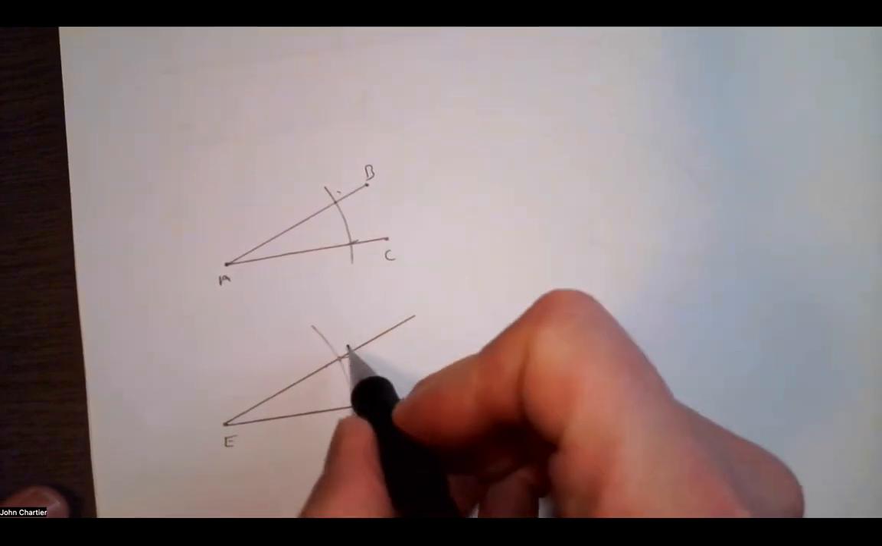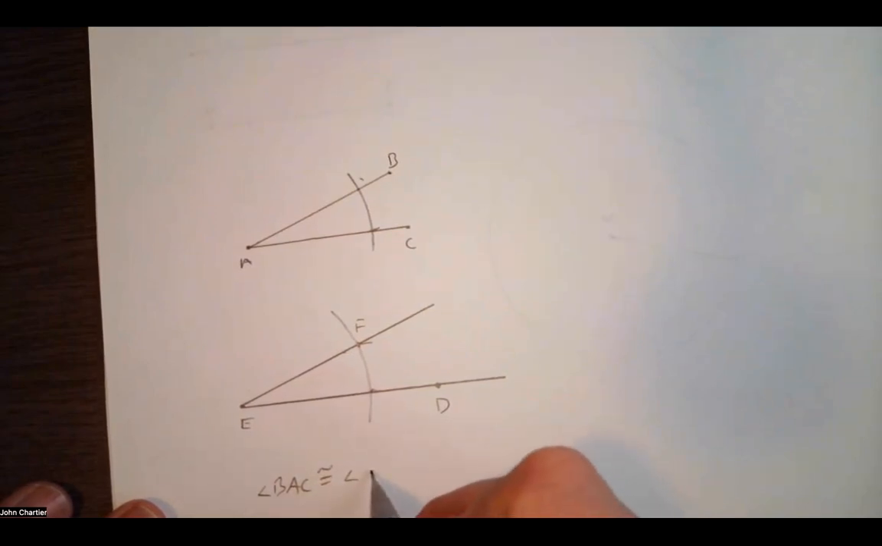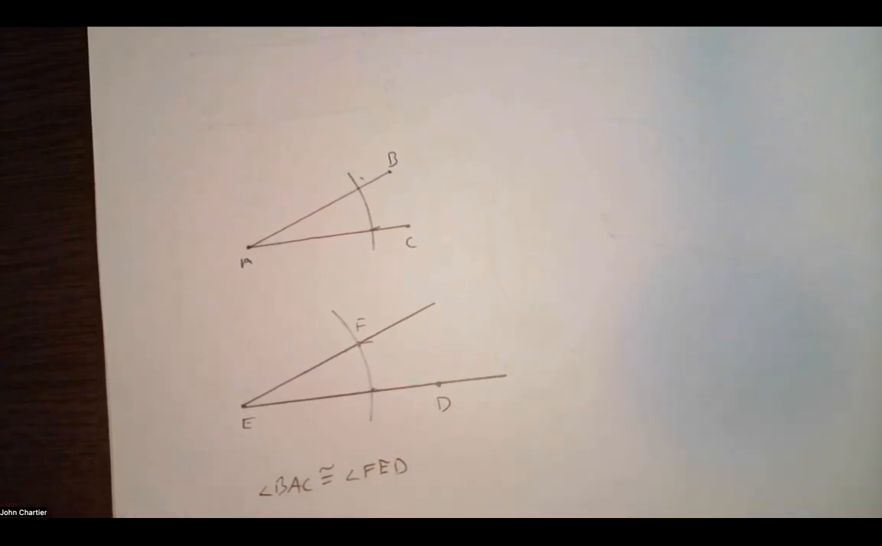I've got to label DE, this is called F. So now let's see, congruency statement. Angle BAC is now in fact congruent to angle DEF. Or let's label it the same way, FED. And there we go.